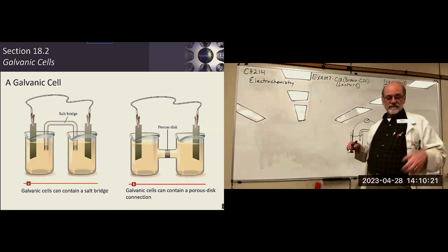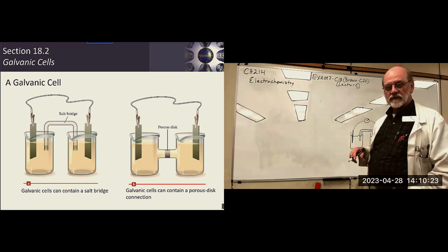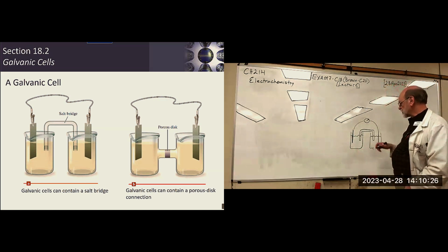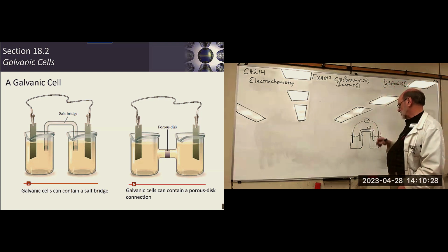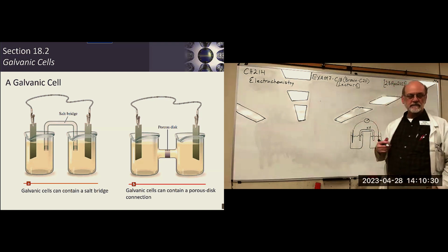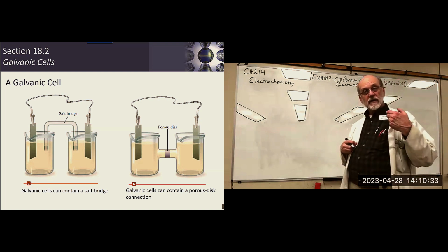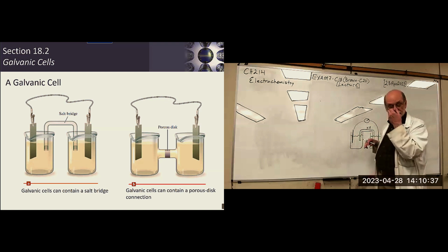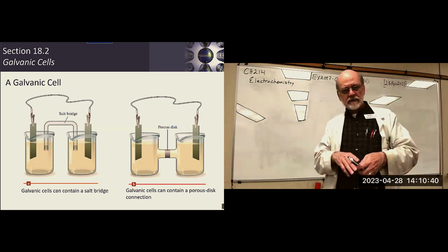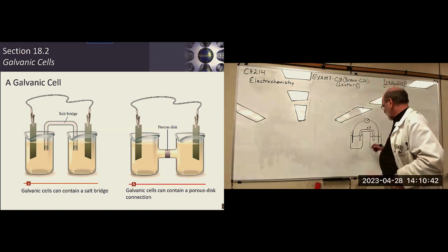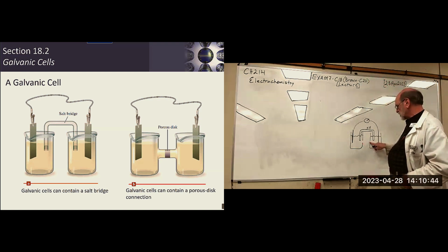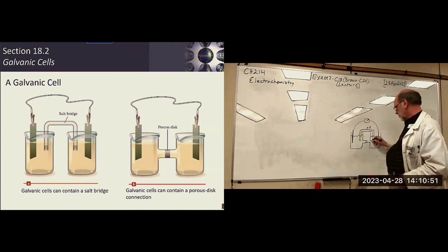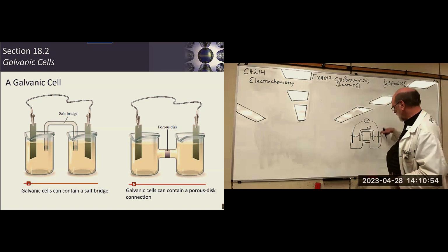It can be virtually any salt as long as it's soluble. Commonly used salts are potassium chloride. It works. Or sometimes you want cations and anions here that are common to the other solutions. The other way to do it is put a porous disc between them. Then you can complete the circuit that way.